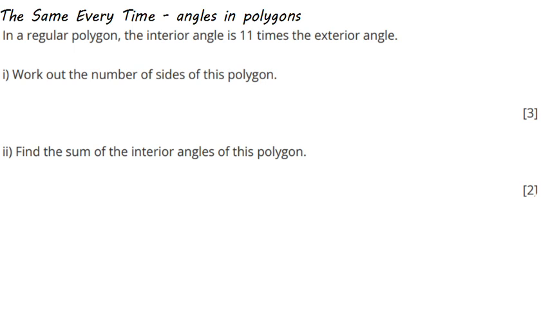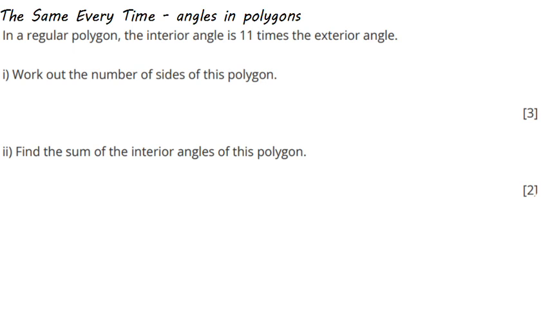Got my exam question here. So in a regular polygon, the interior angle is 11 times the exterior angle. Work out the number of sides of this polygon. Well, that looks like it's going to be a fairly difficult question, doesn't it? But if we can break this down into small stages, then it's maybe not quite so tricky as it looks.